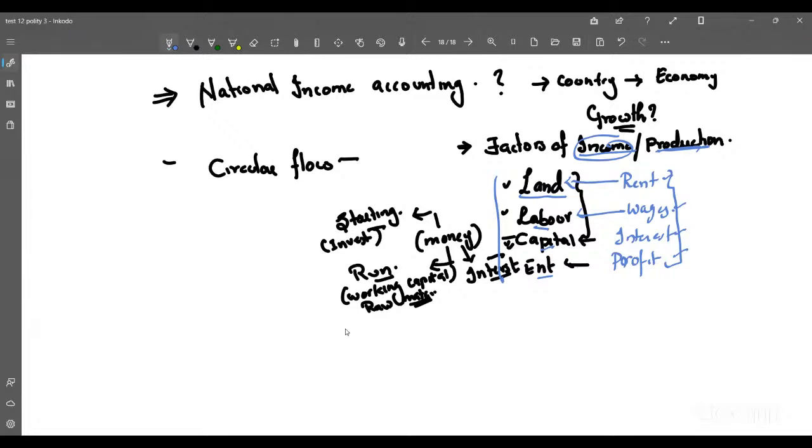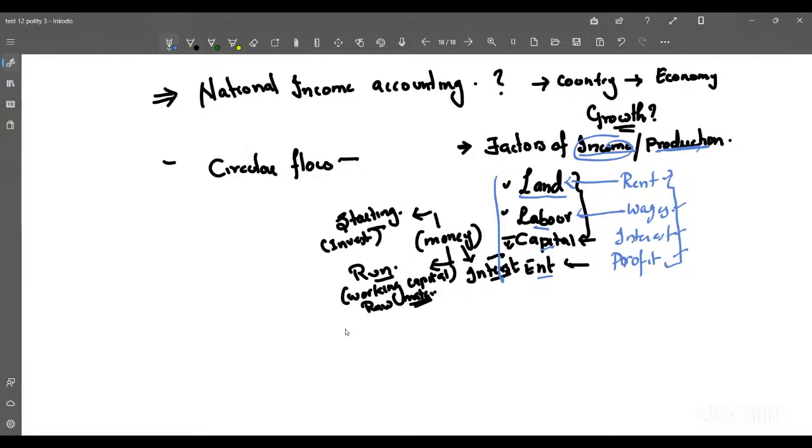And the second thing you have to keep in mind is, if you have enough amount of these four factors, you can create anything you want. Even it could be a rocket. If you want to go to Mars through a rocket, you can create that rocket if you have enough amount of these factors of income, factors of production. That's why they are called factors of production.